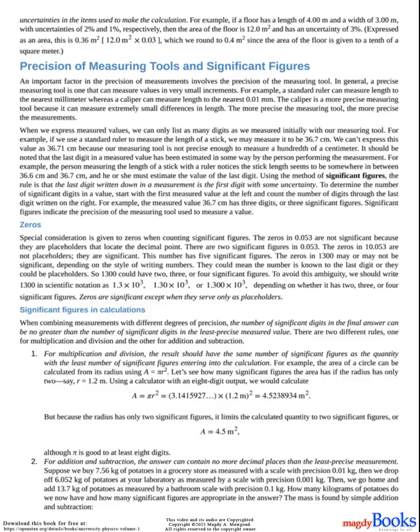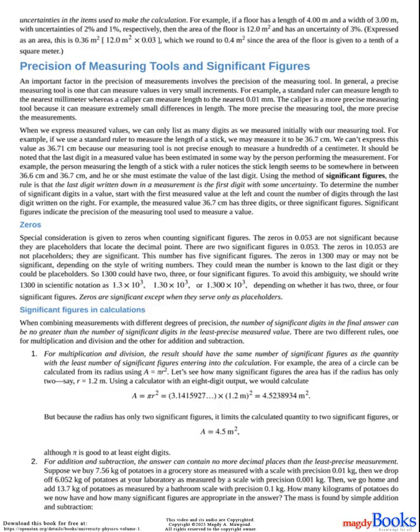The zeros in 1300 may or may not be significant, depending on the style of writing numbers. They could mean the number is known to the last digit, or they could be placeholders. So 1300 could have 2, 3, or 4 significant figures. To avoid this ambiguity, we should write 1300 in scientific notation as 1.3 multiplied by 10 to the power of 3, 1.30 multiplied by 10 to the power of 3, or 1.300 multiplied by 10 to the power of 3, depending on whether it has 2, 3, or 4 significant figures. Zeros are significant except when they serve only as placeholders.